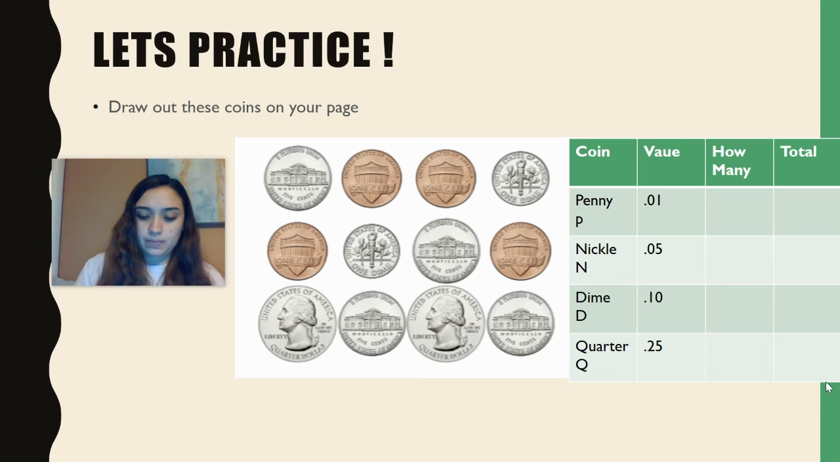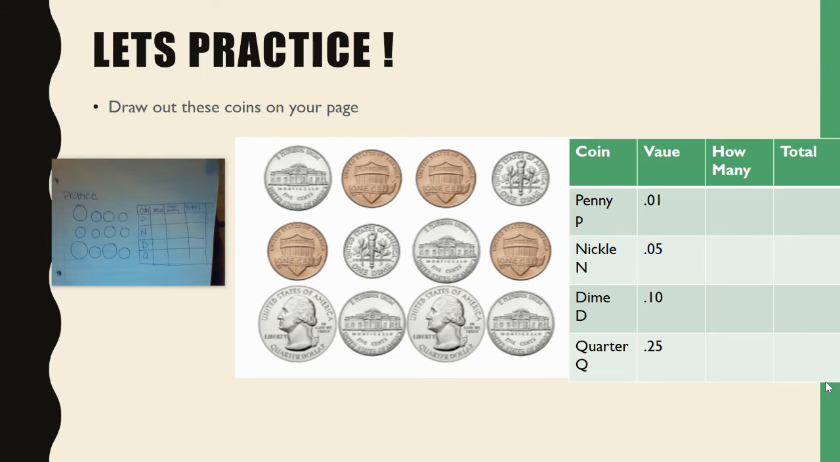Okay, so when you draw your chart in your journal, it should look something like this, okay? So we have our coins right here. P for penny, N for nickel, D for dime, Q for quarter, kind of like how it has it right here in the coins. Then the next column is value. Oops, sorry, camera's backwards. Next is how many, and then the last column is the total, okay?